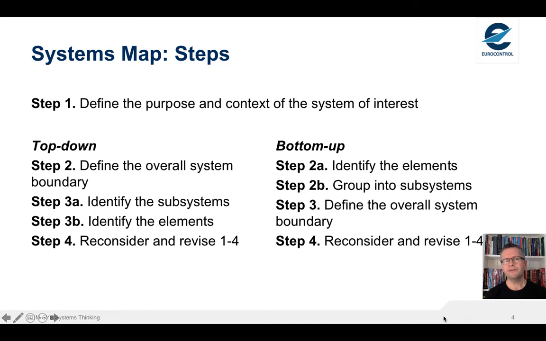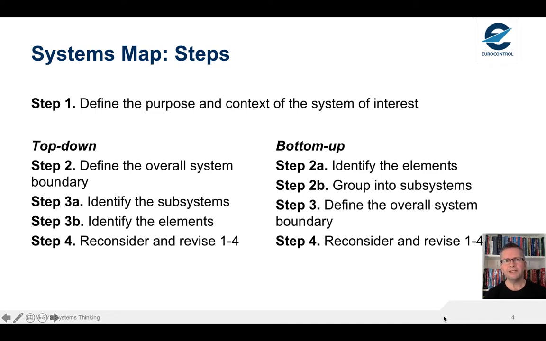The first step is to define the purpose and context of the system of interest. There are two basic methods by which to do this. The first is a top-down method, and here we start with defining the overall system boundary. What is contained within our system of interest for our purpose and from our perspective.